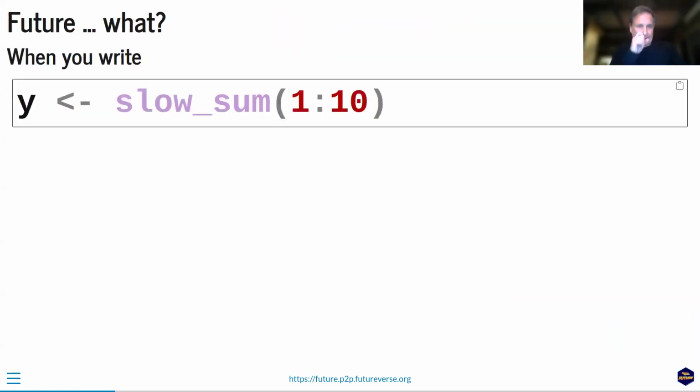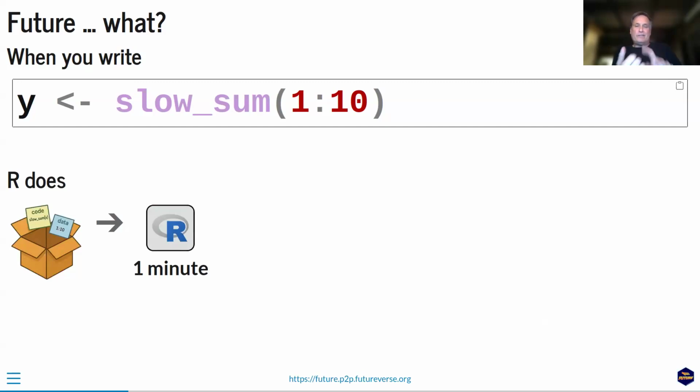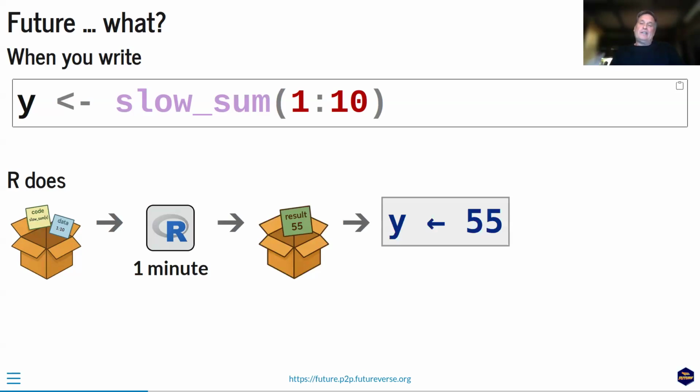Okay, so let's step back here. What is a future? Futures were invented in the mid-70s, so it's nothing new. If you look at R, when you do y <- slow_sum(1:10), what R does conceptually is take that right-hand side and look at it. Okay, there's a function slow_sum, there's data. I put that in a box, pass it to the internal engine, and run it. This function takes a minute to run on this data, so it's slow. When it's done, it puts the result back into the box, 55, and eventually it gets back to us and is assigned to the variable y.